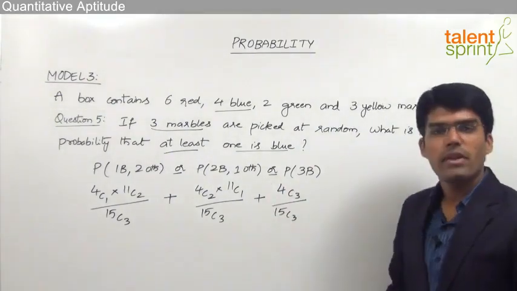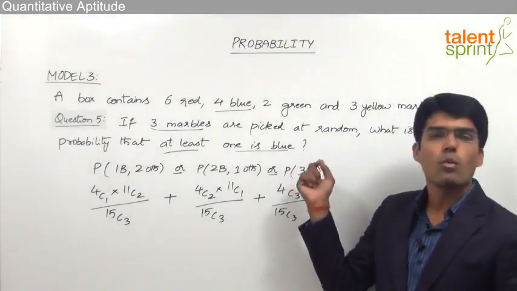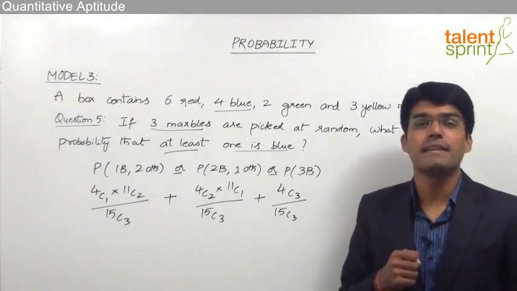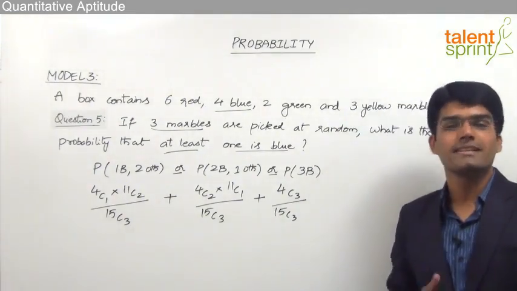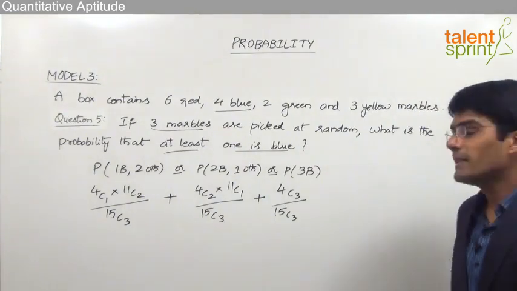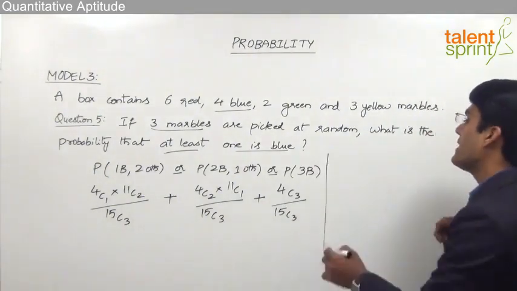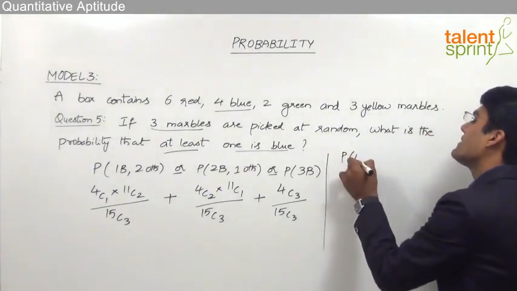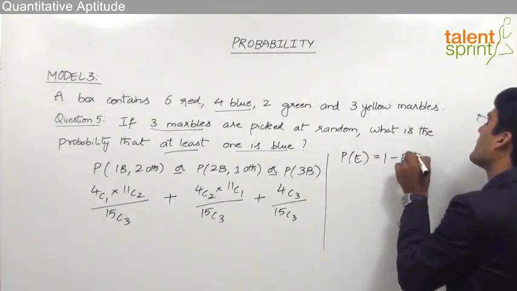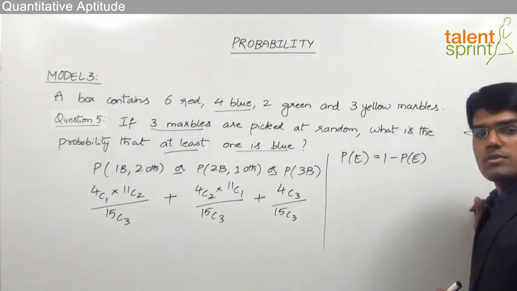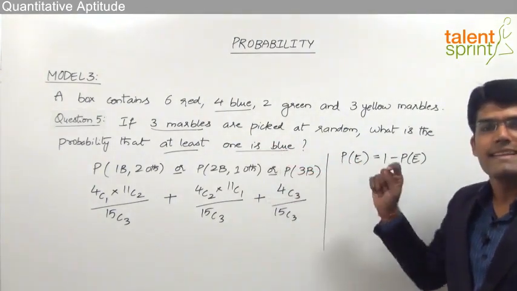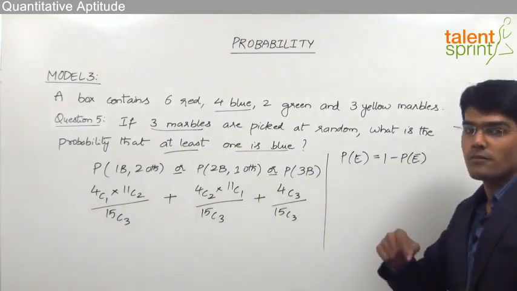So this is the direct way of solving a question where at least one marble of a particular color has to be selected. But we also have an indirect, shortcut way of getting the answer for such questions. So let's see how to get the answer in the indirect method. We know that probability of success is equal to 1 minus probability of failure. So here, instead of taking the probability of at least one blue marble, we can take it as 1 minus the probability of no blue marble.